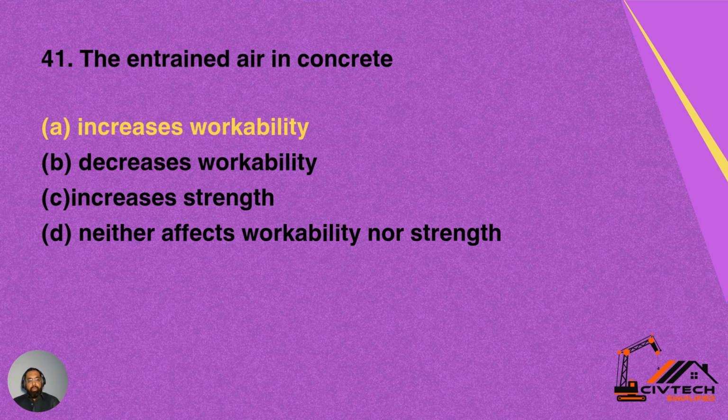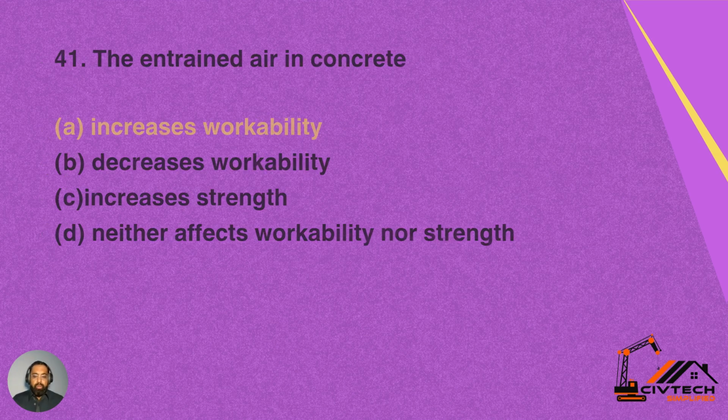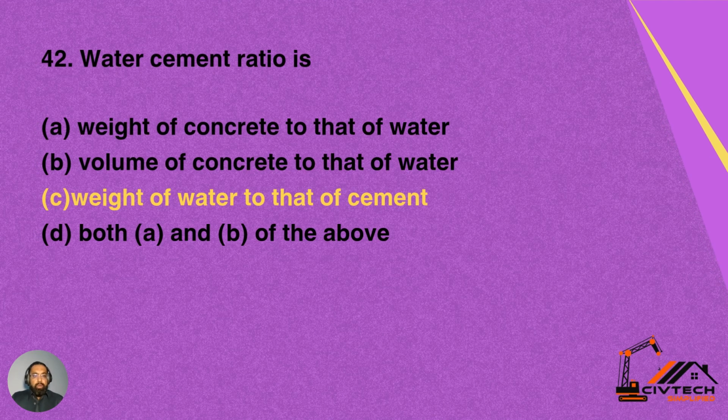The entrained air in concrete: option A, increases workability; option B, decreases workability; option C, increases strength; option D, neither affects workability nor affects strength. So option A is the correct answer for this question, which is the entrained air in concrete increases the workability. It gives ease for its pouring. Option A is the correct answer for this question.